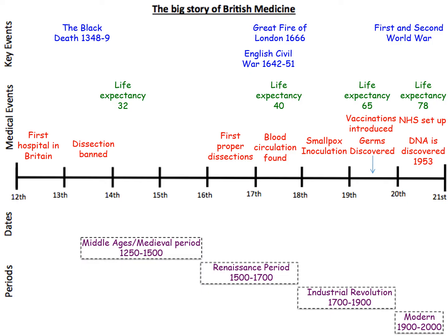And here are our key wider events. The Black Death, at least in England, was from 1348 to 1349. The Great Fire of London took place in 1666, but just preceding that, the English Civil War was in 1642 to 51. The Second World War and the First World War were in the 20th century. So the First World War was 1914 to 1918 and the Second World War 1939 to 1945.